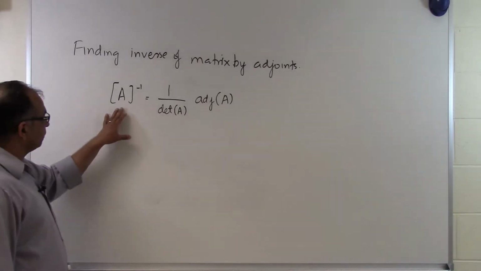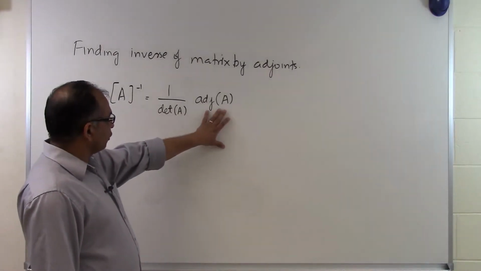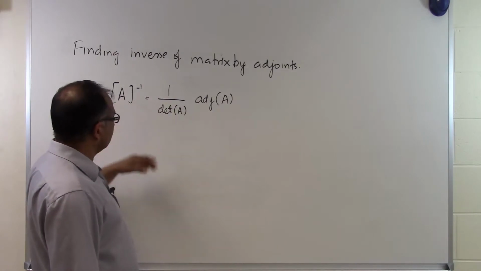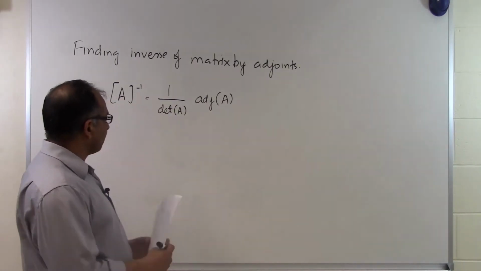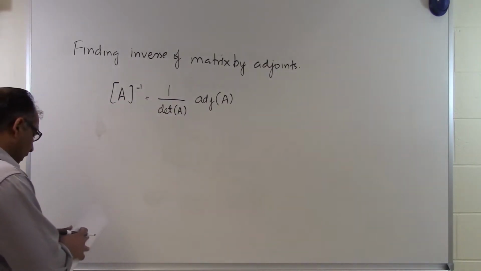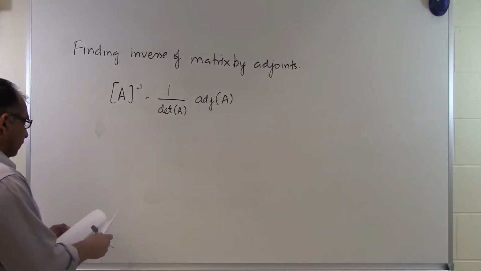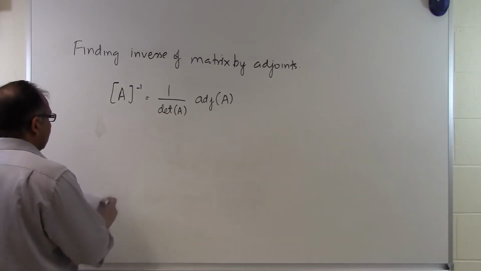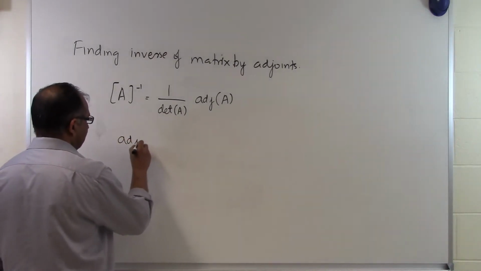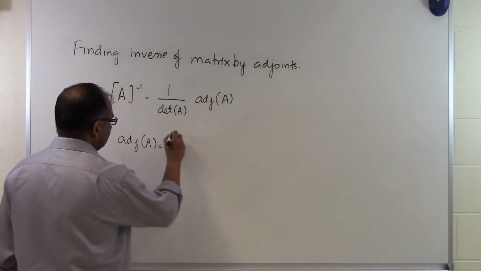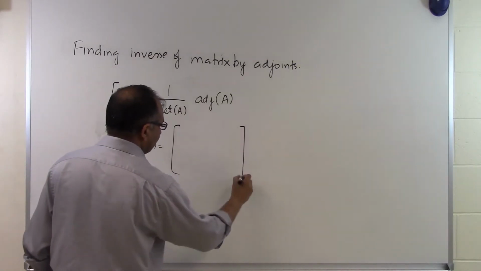So the inverse of a matrix will be defined by simply finding the adjoint of A, which is this matrix of which you're trying to find the inverse, divided by the determinant of the A matrix. So what does it mean to find the adjoint of A? Adjoint of A is nothing but the transpose of the cofactors.